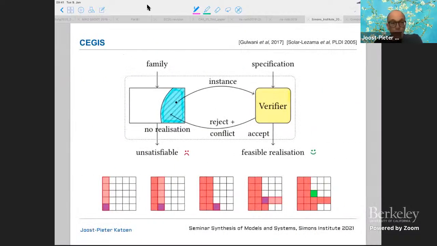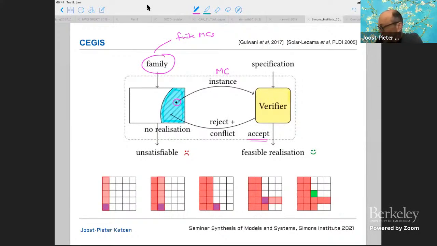Another technique that we are considering is CEGIS, where the idea is that we don't use this abstraction at all. We just take the family as it is. So that's my family of finite Markov chains or finite programs. And now what we do is we pick an instance. We use an oracle to pick a certain instance and we discharge this instance to a verifier. Now notice that in my case, this instance is a Markov chain. We don't use abstraction here. It's just a Markov chain. We discharge this to a verifier.